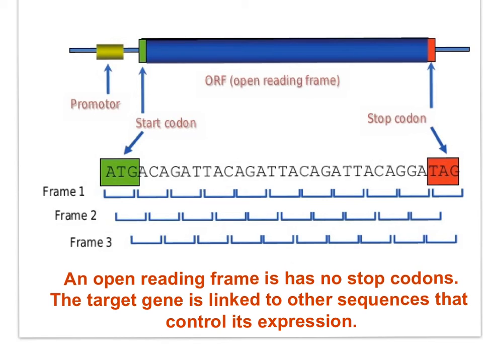Now in this image, you can see the promoter here. RNA polymerase binds to the promoter. The promoter serves to regulate the expression of the open reading frame. The target gene is linked to other sequences that control its expression, and the promoter is the best or the simplest example of an upstream sequence linked to the target gene that controls the expression of the target gene.